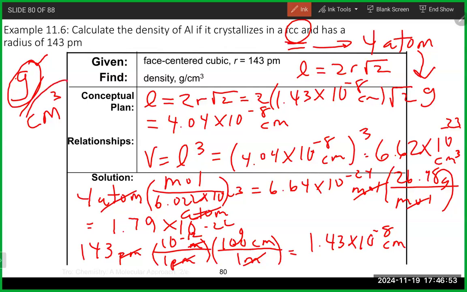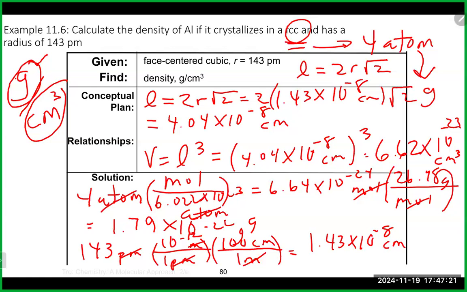Now we actually have the bottom part here. So we have the grams that we calculated earlier, that's the grams right there, and we have the actual volume here. So to find the density, we're going to divide those two. We're going to take both of those numbers, which was 1.79 times 10 to the minus 22.